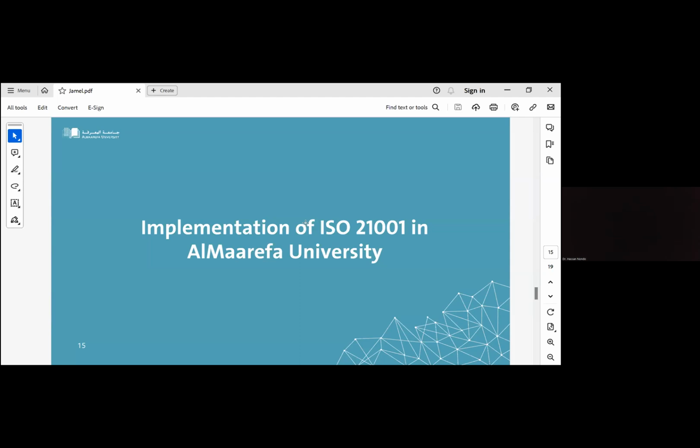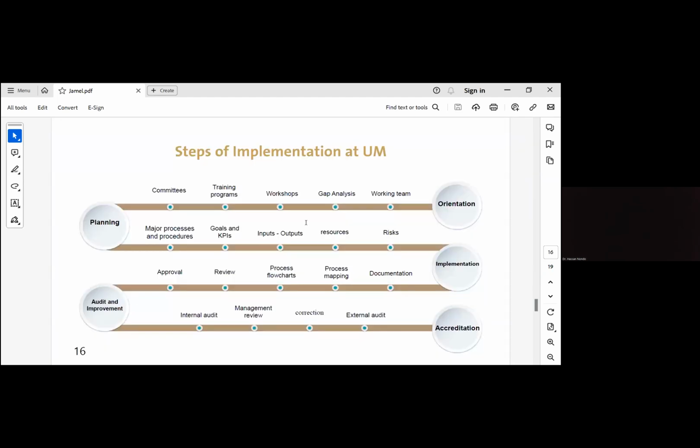So now we at Al Marifa University, we implemented the ISO 20001, okay? What we did, we took these steps of implementation. So we went from the left to the right, coming down bottom, go back to the left, and then ended up to the, that means we started with planning. After planning, we formed different committees. We scrutinized training programs, we conducted workshops and gap analysis, and worked as a team. That was part of orientation. We call it orientation. From there, we moved down to what we call implementation.